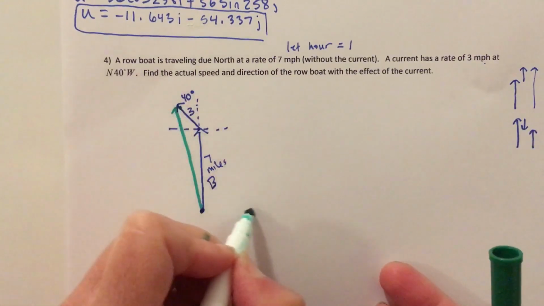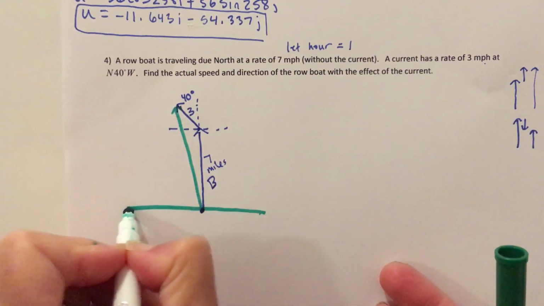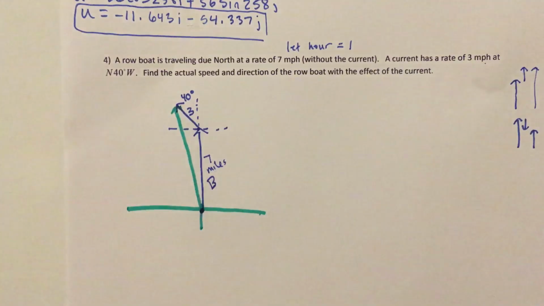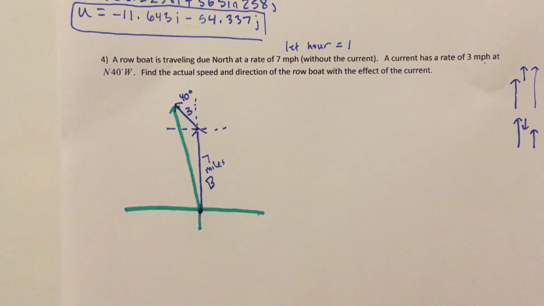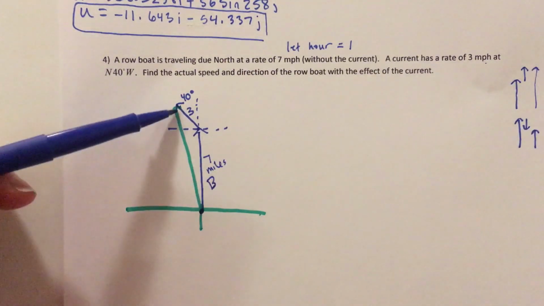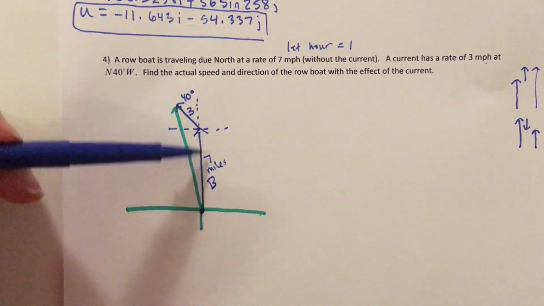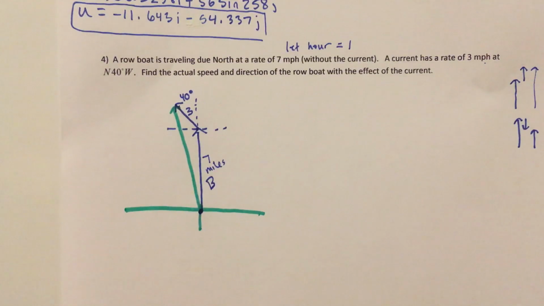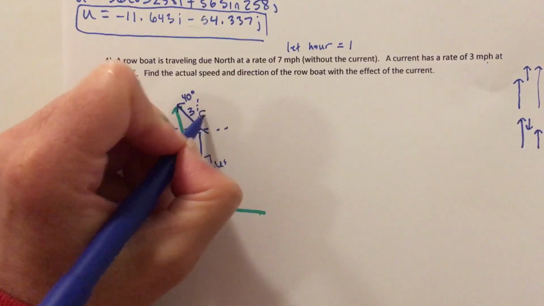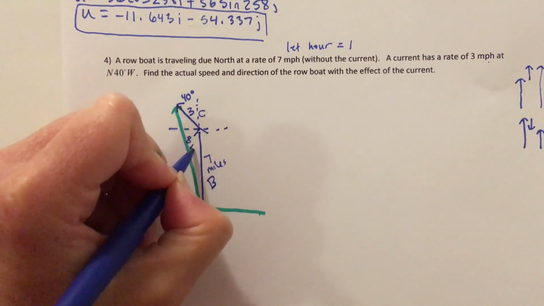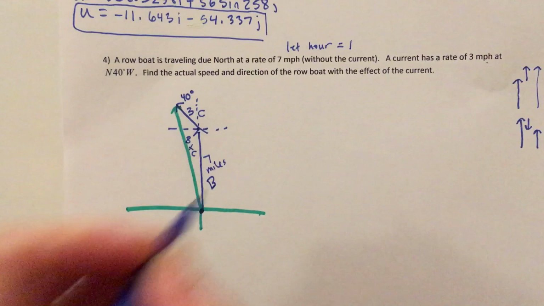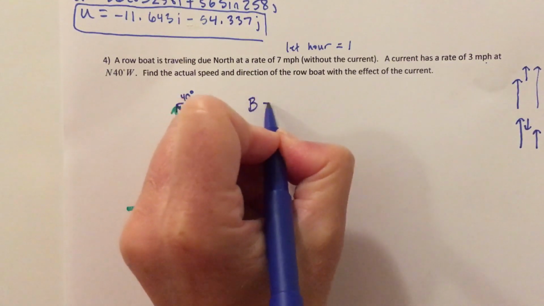So if the person rowing the boat doesn't adjust, then the boat will end up more to the west than it intended. But if you look at this green vector, it's longer than 7, so the current is actually going to help the boat go faster, which is kind of cool. So our job, we're going to call this C, is to find the boat plus the current. You start out by doing each vector separately.